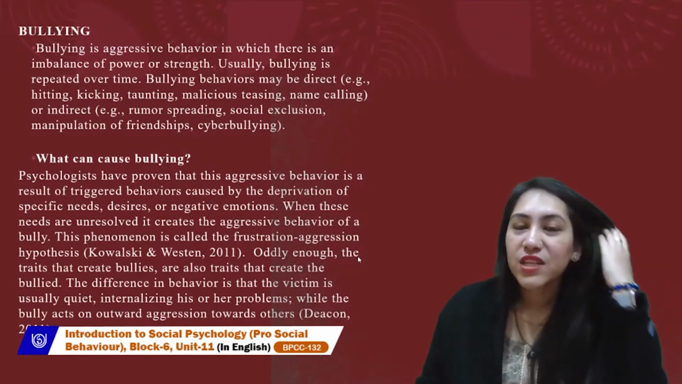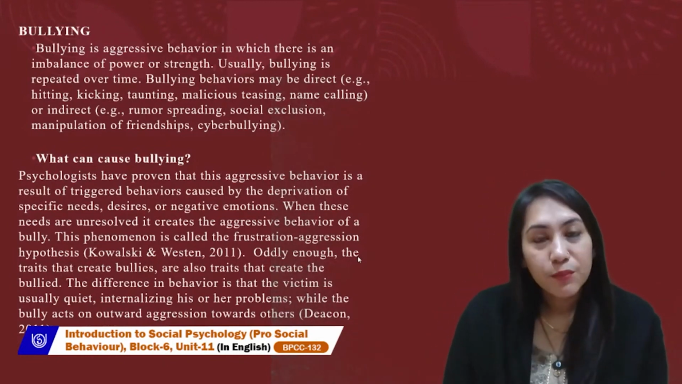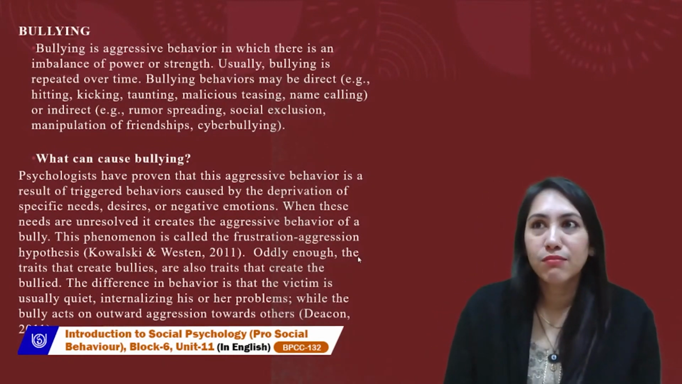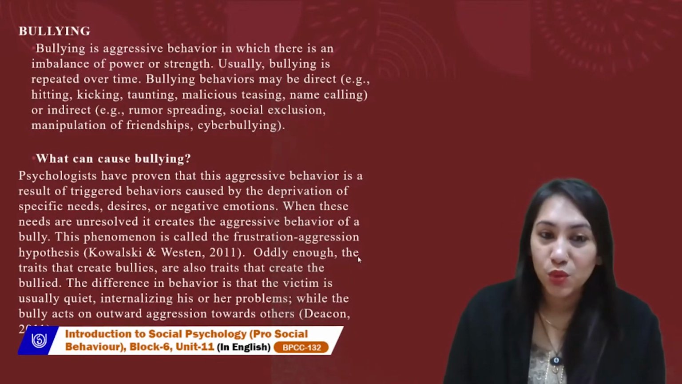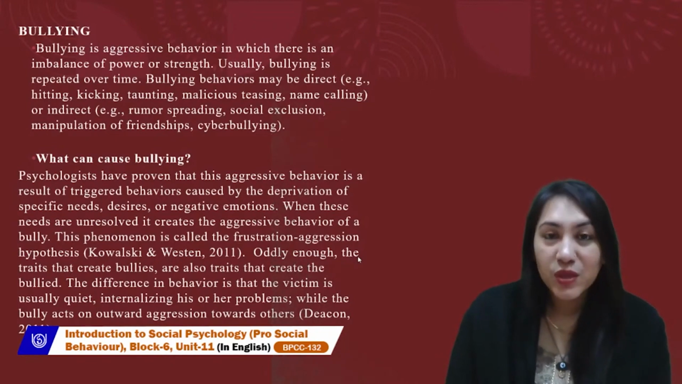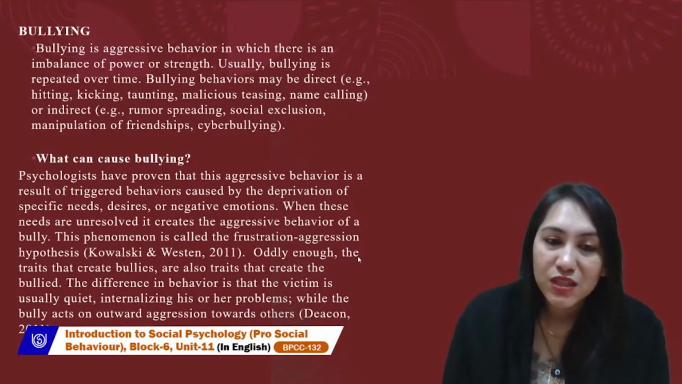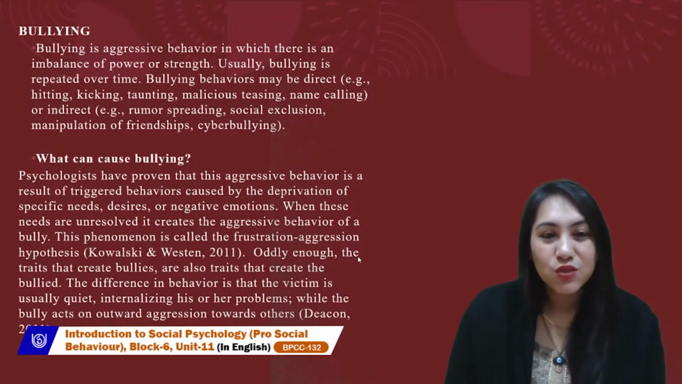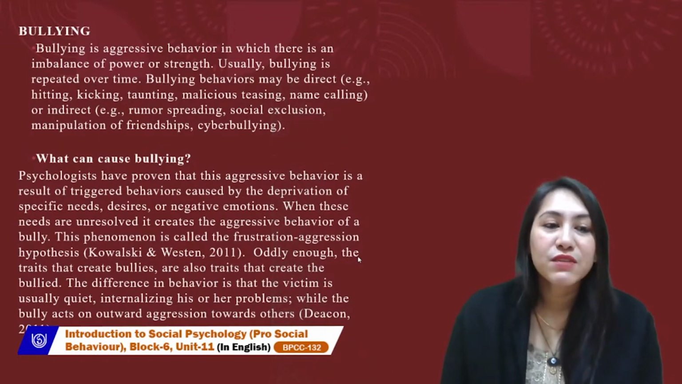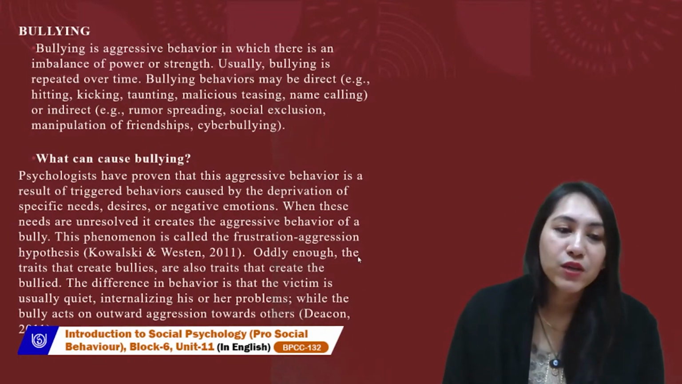So at times, why is aggression coming into play? Aggression is coming into play because some people are deprived of social needs, emotional needs. Also, when these needs are not resolved, we throw aggression onto people that we feel we can control, people on whom we feel we can exert our power and strength. This phenomenon is called frustration aggression, which was given by Dollard and Miller, and this hypothesis was taken forward by Kowalski and Weston in 2011.